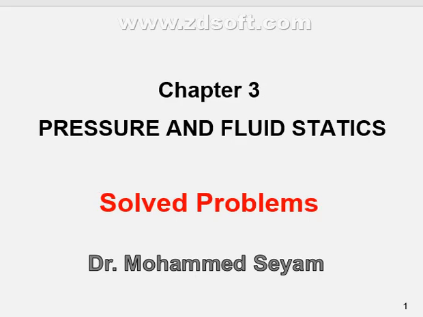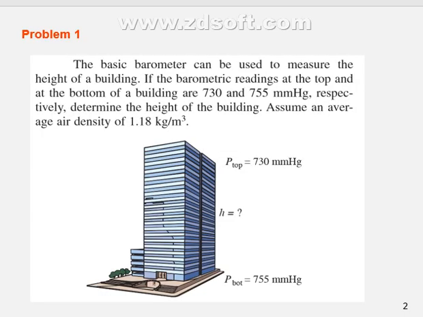Good morning, everyone. In this class, I'm gonna solve 6 problems for you on chapter 3. Problem number 1 is about how we can use the difference in two pressure measurements to calculate the height of a building. So we have this example, guys. We measure the pressure at the bottom.